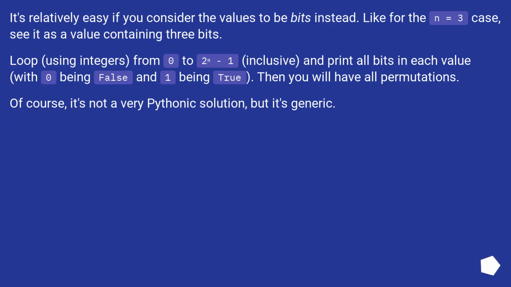It's relatively easy if you consider the values to be bits instead. Like for the n equals 3 case, see it as a value containing 3 bits. Loop, using integers, from 0 to 2^n - 1, inclusive, and print all bits in each value, with 0 being false and 1 being true. Then you will have all permutations. Of course, it's not a very Pythonic solution, but it's generic.